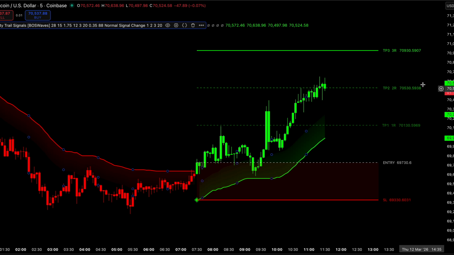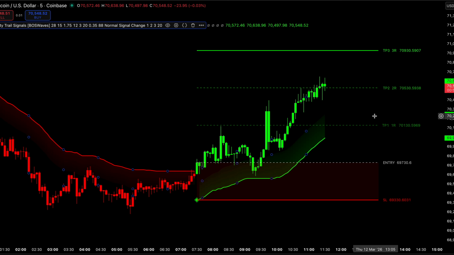And then you have your 3 take profit targets, which are calculated automatically in R multiples, so you can see exactly what 1, 2, and 3R look like from that specific entry and that specific risk. There's no manual measuring, no guessing. The moment that signal fires, the full trade is already mapped out in front of you.